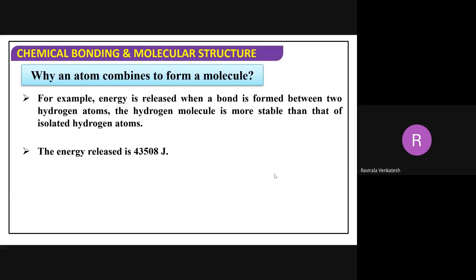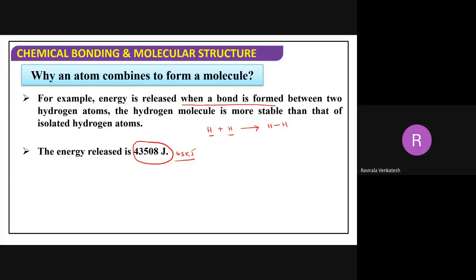Now, for example, when a bond is formed between two hydrogen atoms, the hydrogen molecule is more stable than isolated hydrogen atoms. For example, this is hydrogen. Now, hydrogen and hydrogen, both two hydrogens, are combining. Now we get a chemical bond. In this case, a certain amount of heat will be released. How much excess energy do these two hydrogens have? 43,508 joules, otherwise about 43 kilojoules. Roughly, I'm writing 43 kilojoules.